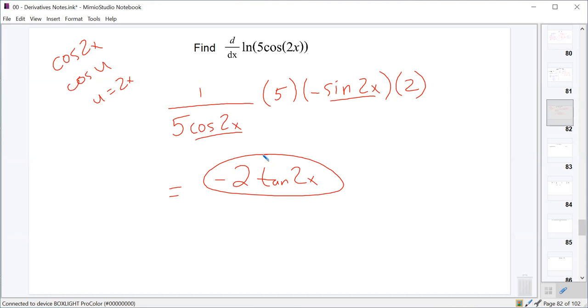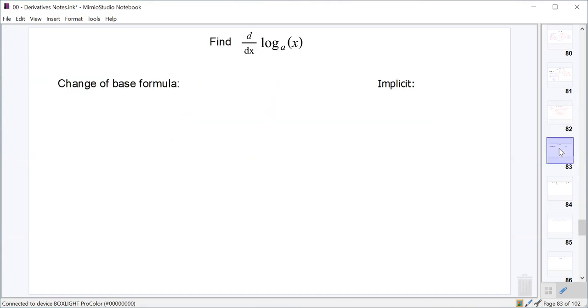And that's about all there is for derivatives of the natural log. So it is possible, though, for us to be presented with a problem where we're having a logarithm in a different base. And so there are a couple of different ways we can prove this formula.